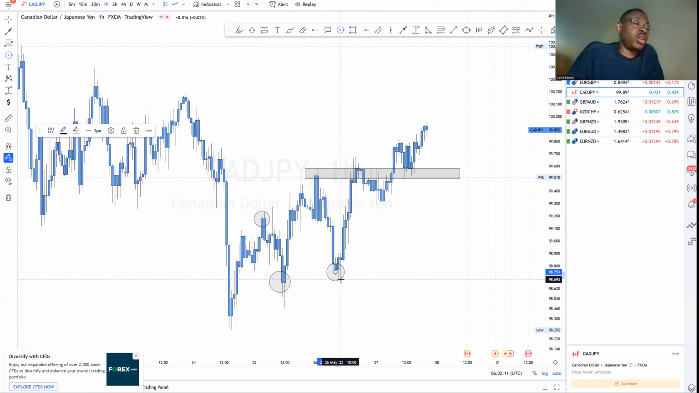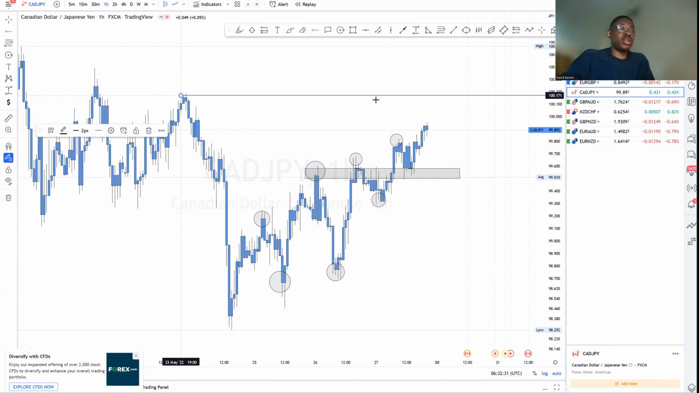We have a low here and a high, and a low and a high. So this was the last high here. So when price came to retest here, I took the buy and I'm still in the trade. I left the trade over the weekend and I'll be looking to get out here.